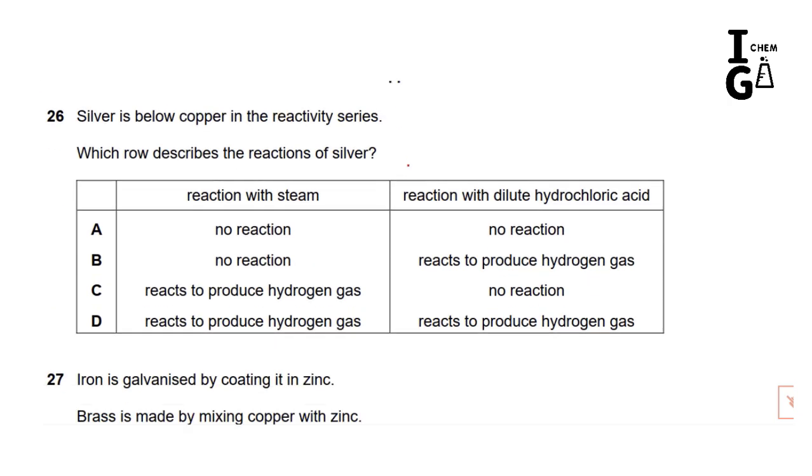26. Silver is below copper in the reactivity series. Which row describes the reactions of silver? Reaction with steam, and reaction with dilute hydrochloric acid. You know, guys, we said the reactivity series, this is Cu, and we have silver also below copper. It means it's very unreactive. So reaction with steam, for Ag, no reaction. And reaction with dilute hydrochloric acid, also no reaction, because it's very inactive. So we should choose A. Okay, guys.